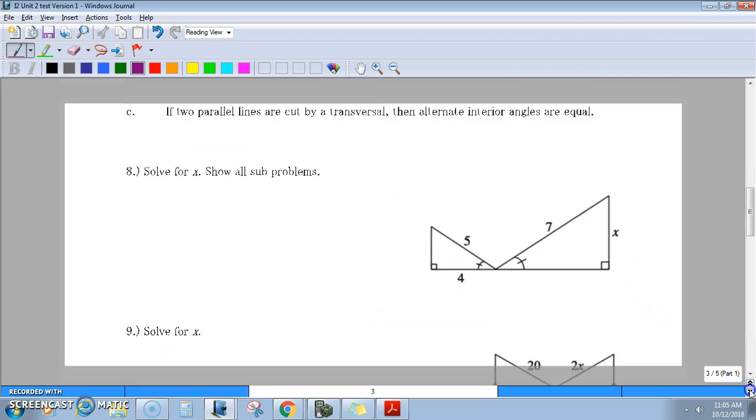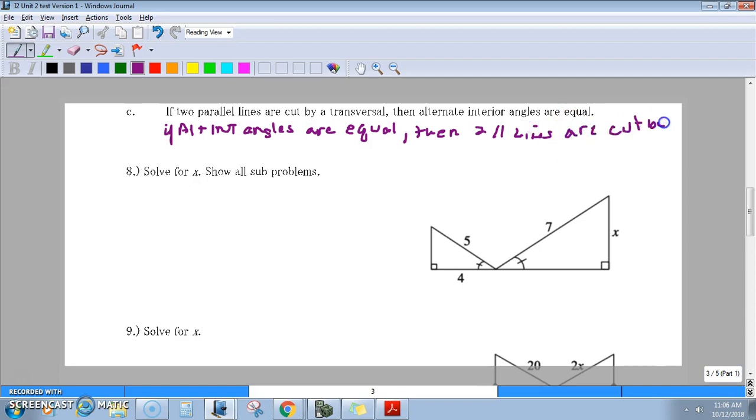Let's see what's next. If two parallel lines are cut by a transversal, then alternate interior angles are equal. If alternate interior angles are equal, then two parallel lines are cut by a transversal. That is true. Both ways are true.